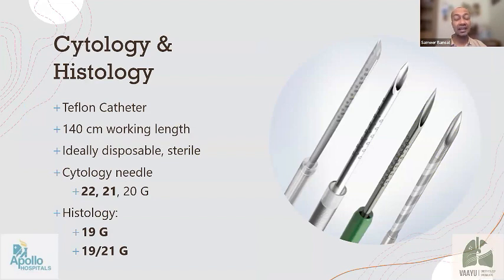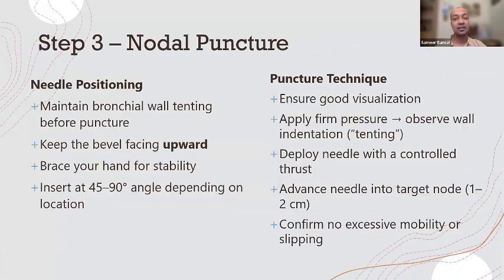There are a lot of meta-analysis and head-to-head trials which say even 21 gauge can, if your technique is right, get you the right sample. So once your scope is inside, your needle is inside the scope, and you have seen that your equipment is all ready, the next step is, of course, the nodal puncture. For that, you need to position your needle properly. How to do that? Say I select subcarinal station. I go ahead, I indent the subcarinal wall with my scope, which is also called bronchial wall denting. Keep the bevel always facing upwards using your needle.